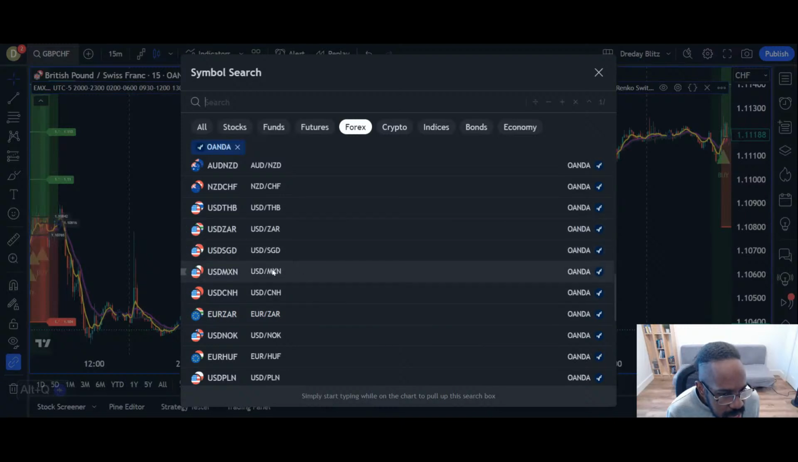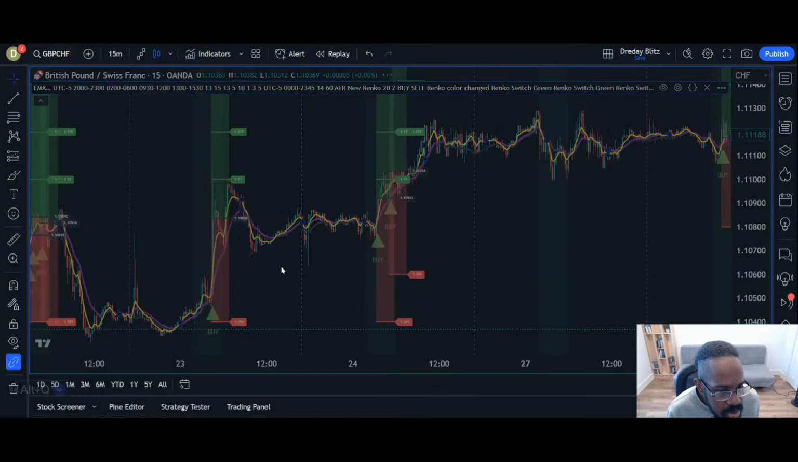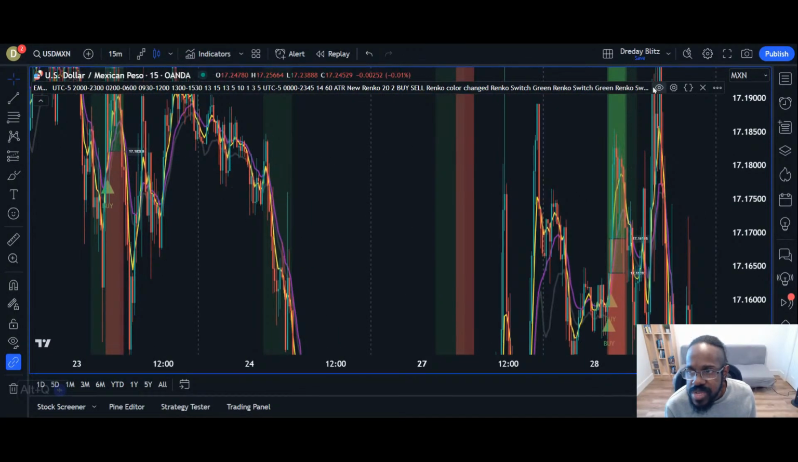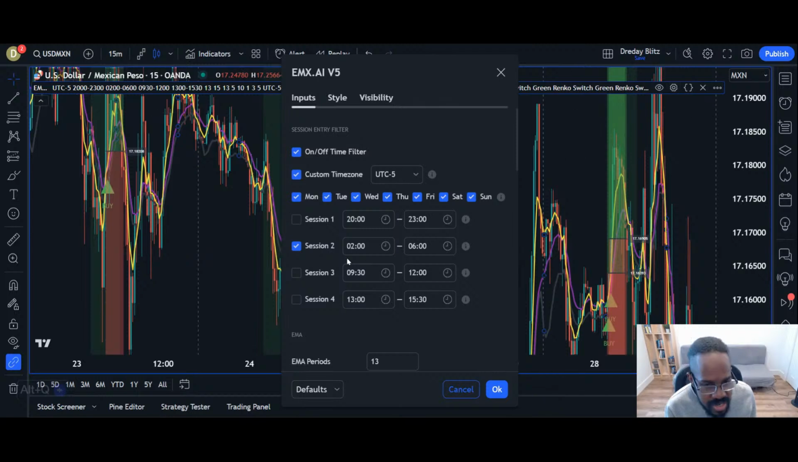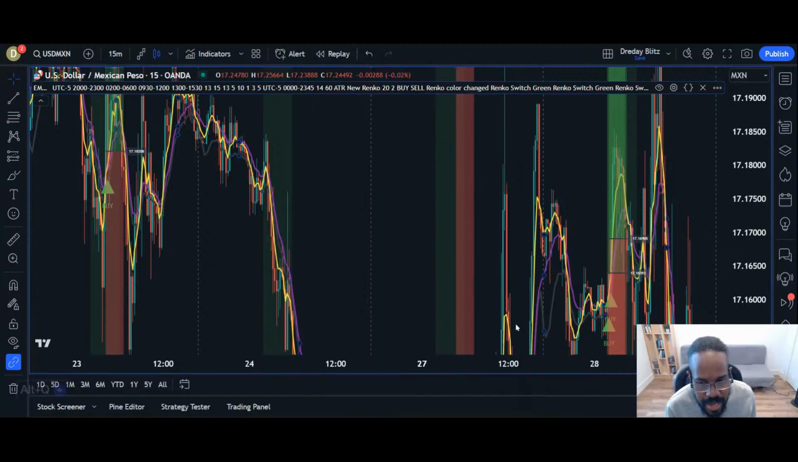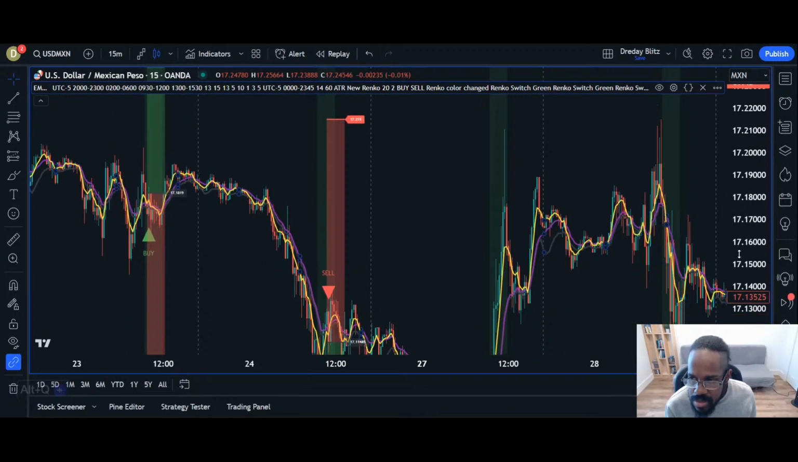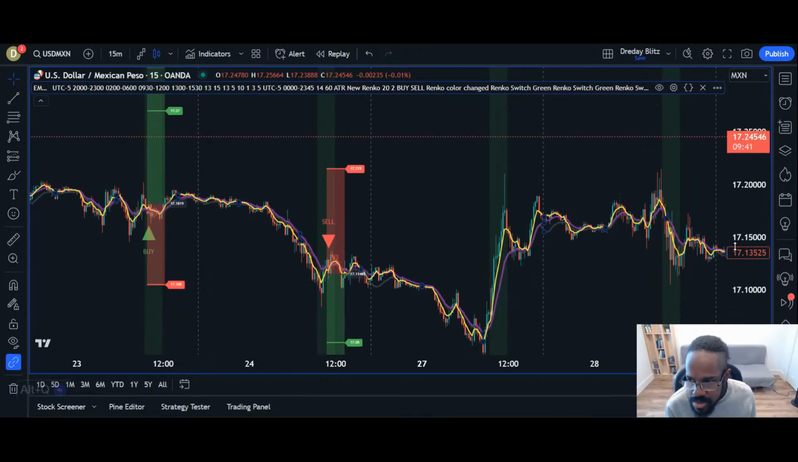Let's look at the exotic pair, right? USD Mexican. USD Mexican will be within the New York session. So I would say 9:15, 9:30 to 12. Only at New York open would I trade the USD Mexican. So let's see what type of setups you would have.